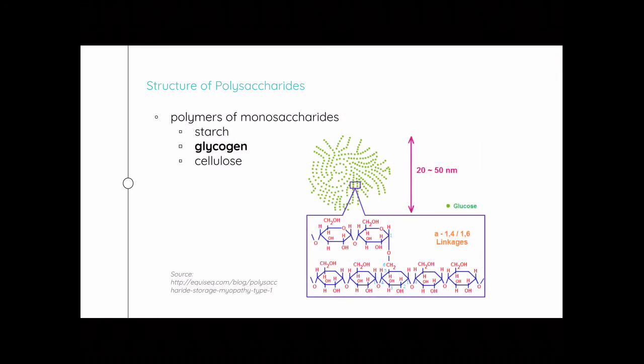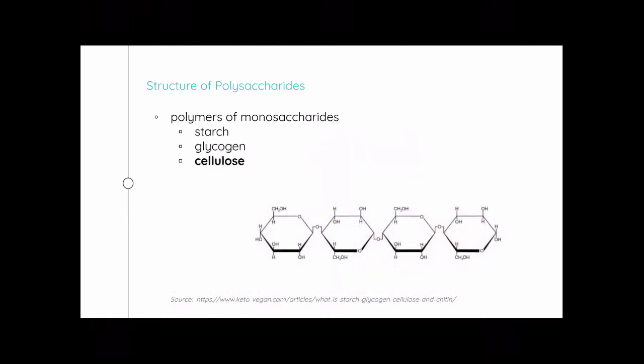Glycogen, being more branched than starch, is relatively insoluble and is used for long-term energy storage in animals. Both starch and glycogen can be hydrolyzed by enzymes in the human body, but humans have no enzymes that are able to digest cellulose, which brings us to our final example.